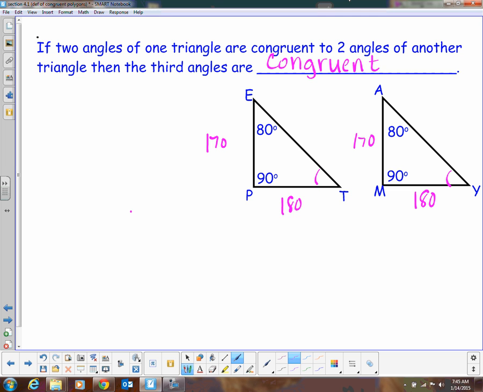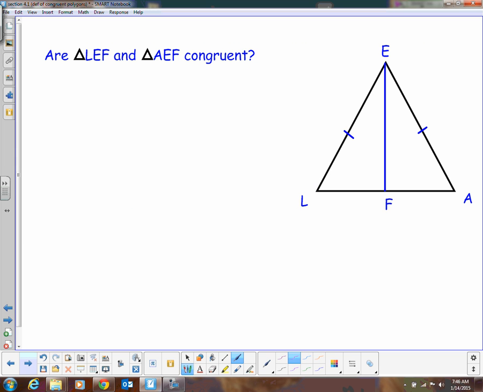All right, two angles congruent to two angles of another, it forces the third to be congruent. So in our last example, we had vertical angles. But this allows us not to have vertical angles, and the third angles will still have to be congruent. So, are triangle LEF and AEF congruent? What do we know?